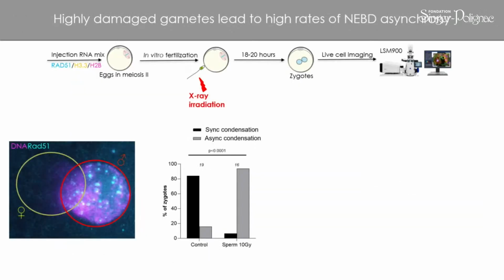So we decided to push it a bit further, and it's probably a very brutal experiment. We take either the sperm or the eggs, put them in an X-ray machine, and irradiate them with 10 gray. It's really a lot, and it's crazy that the germ cells still retain the ability to fertilize or be fertilized. But then the phenotype was very clear. If you have this highly damaged sperm, in this specific image you see a lot of these RAD51 foci, but then most of them undergo this asynchronous chromosome condensation.